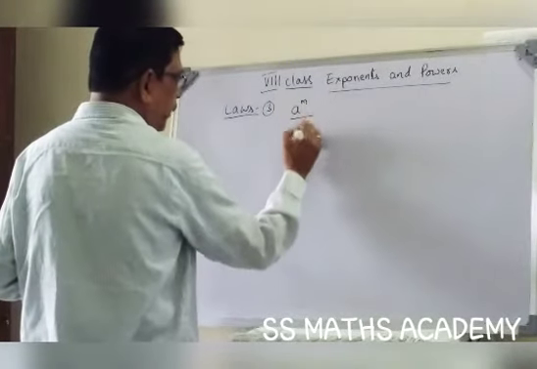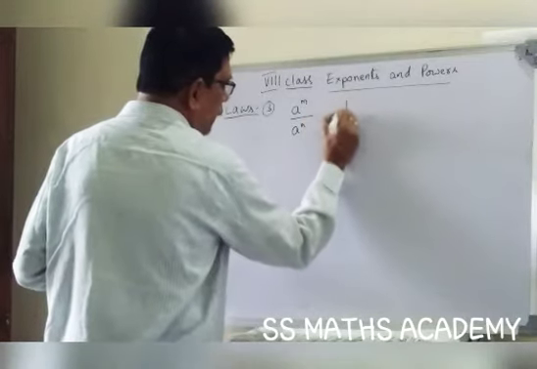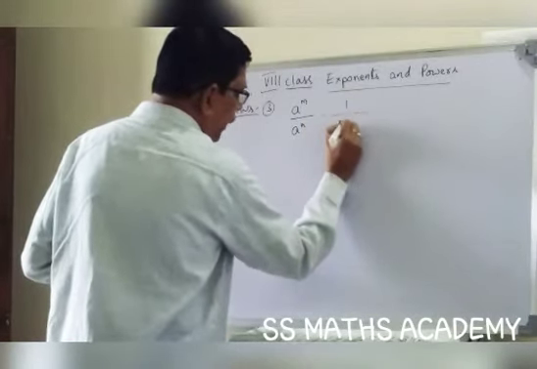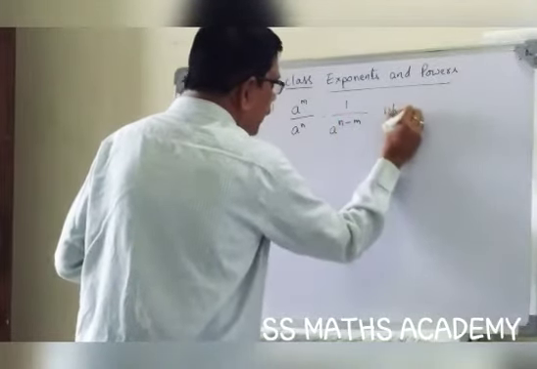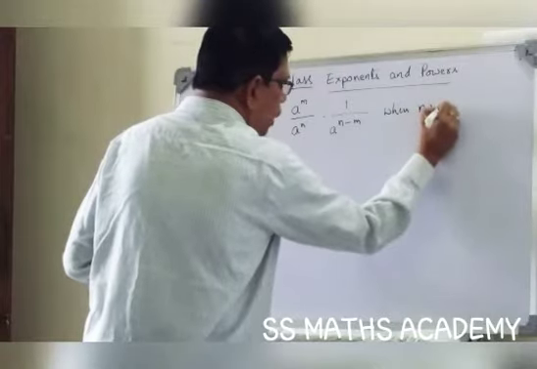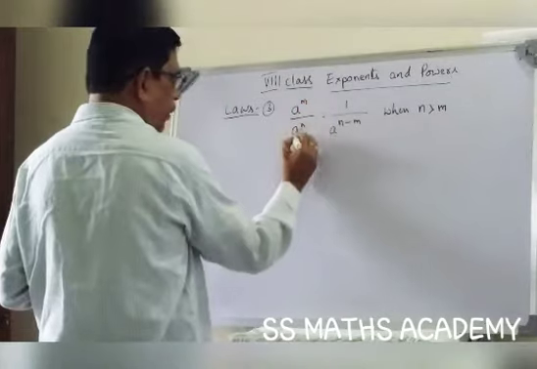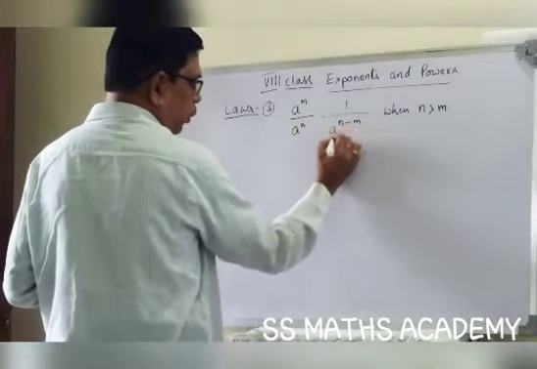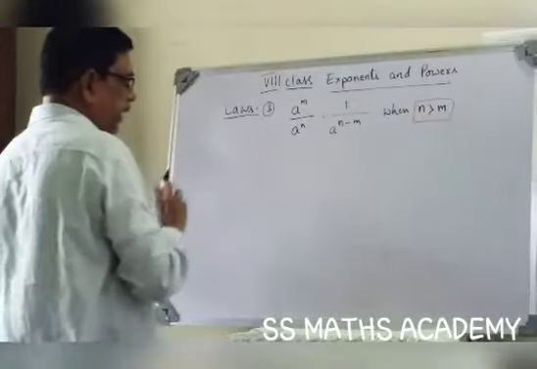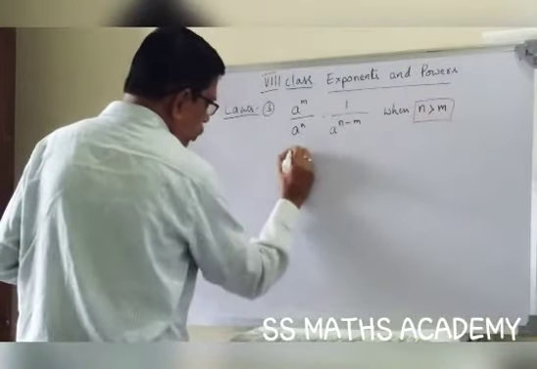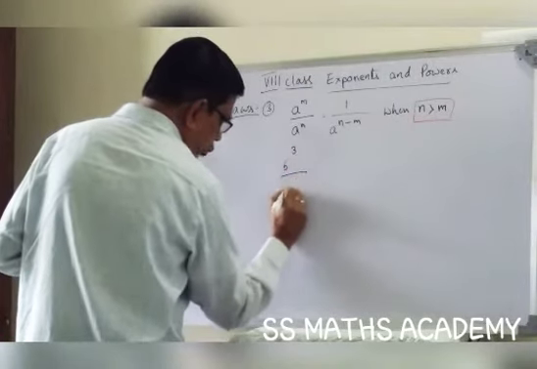Now, a to the power of m divided by a to the power of n is equal to 1 by a to the power of n minus m. Here the condition is when n is greater than m. Here you remember, a to the power of m by a to the power of n is equal to 1 by a to the power of n minus m when n is greater than m. So we take one example, 6 to the power of 3 by 6 to the power of 5.